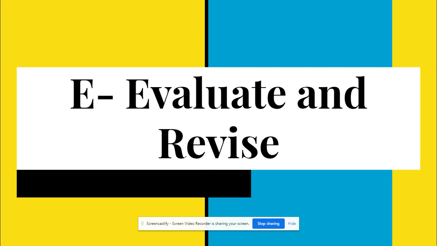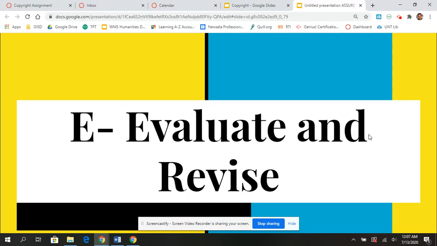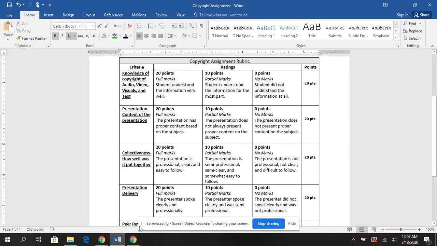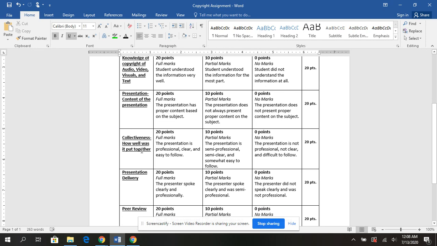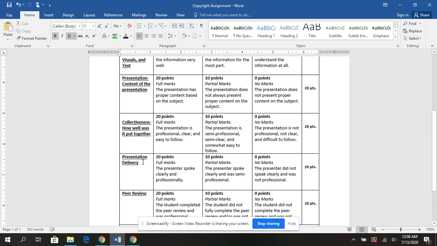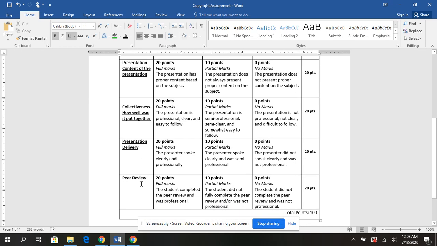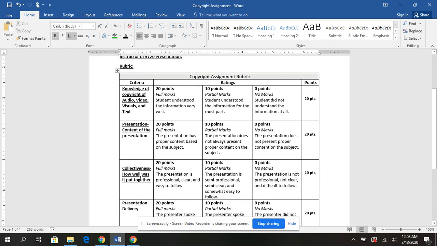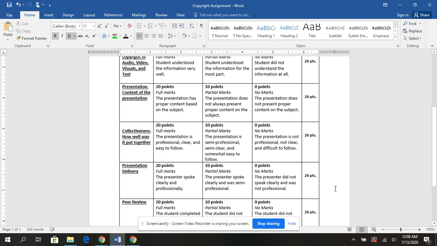And for the evaluate and revise, students will follow the rubric, which I have here. In this rubric, the criteria is the knowledge of copyright: audio, video, and visuals, text. So it's based on the ratings of 20, full marks, partial marks, and no marks. The presentation of the content, so the type of content that they put on their presentation, how well it was put together, the way they presented, they will be presenting them, and they will be reviewing their peers. So there are multiple components to this from the Assure model for the copyright for a total of 100 points.